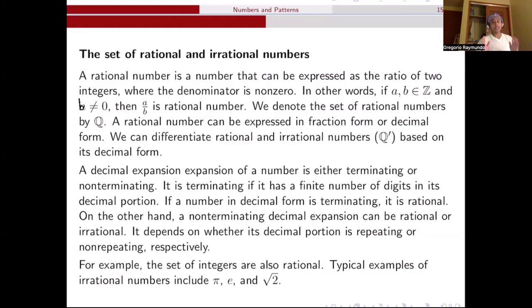So kapag non-terminating at ito ay repeating, then it is rational. Pero pag non-terminating and non-repeating, so parehong non, ito ay irrational. For example, the set of integers are also rational. Typical examples of irrational numbers include pi, e, and square root of 2.